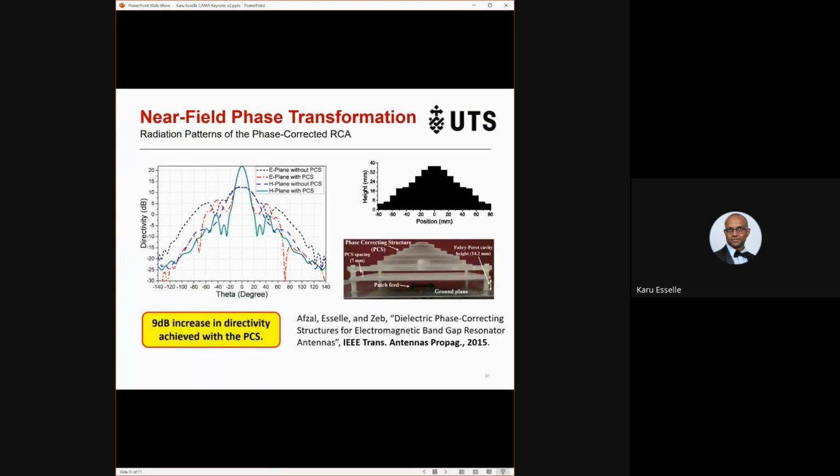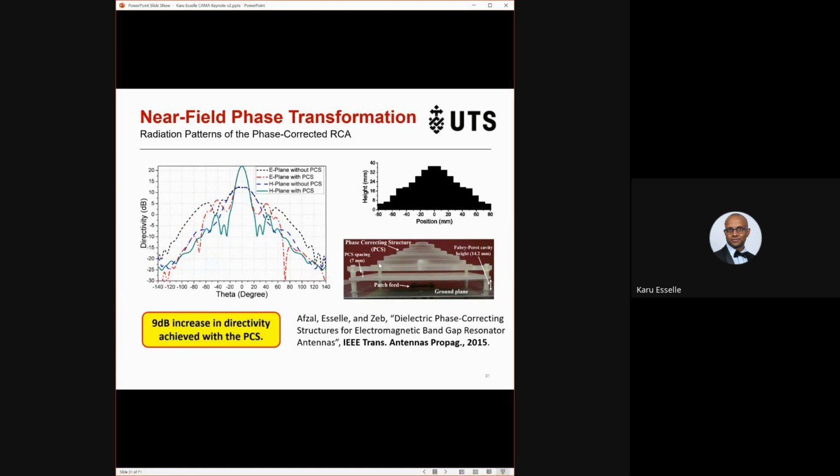So this is the first antenna. The resonant cavity antenna is this pretty simple resonant cavity antenna. This is the PRS. This is the resonant cavity. This is the ground plane. This is the feeding patch. Okay. So that's the antenna that has poor non-uniform phase distribution. And this is our phase correcting structure.